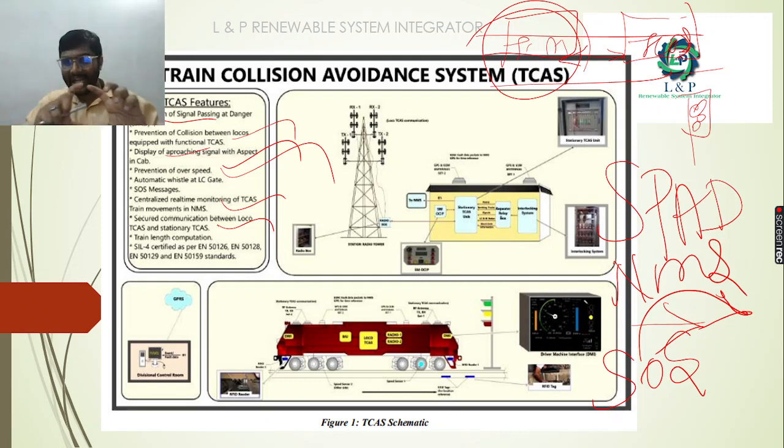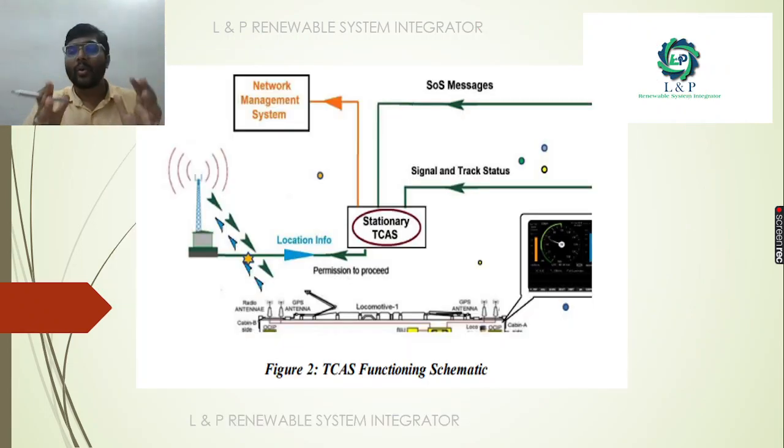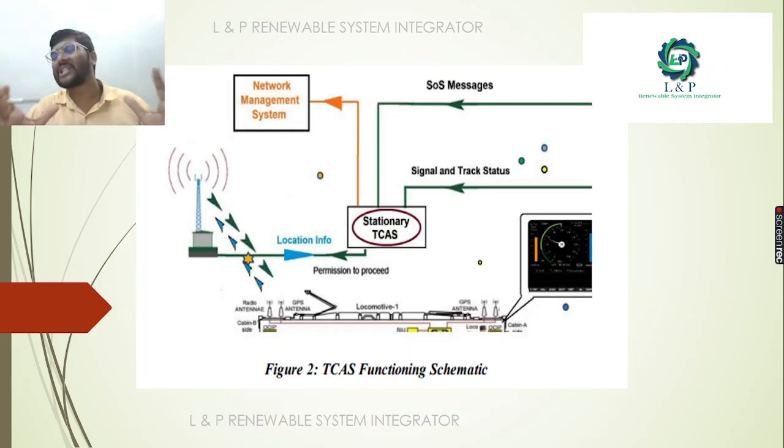With the help of this system we can easily identify the starting point of the train, the ending point of the train, and the length of that train. All this information we can get with the help of this train collision avoidance system. Most importantly, we need to follow the safety standard SIL4, certified as per the European standards EN 50126, EN 50128, EN 50129 and EN 50159. Taking these standards as a reference, this train collision avoidance system has been created in our country.